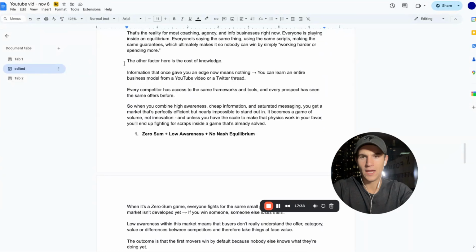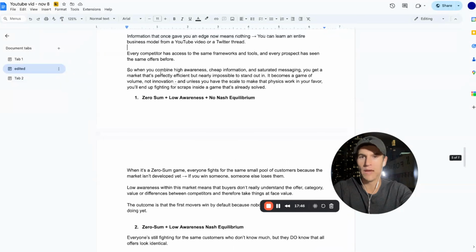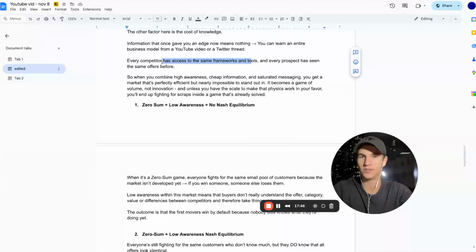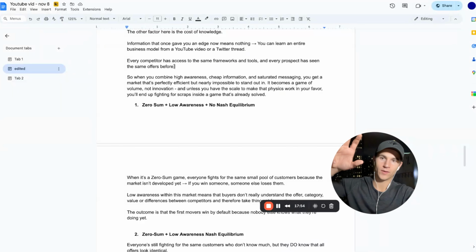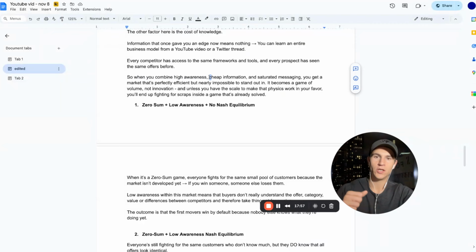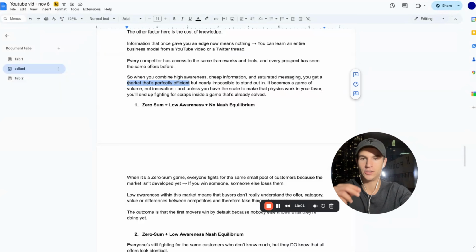Cool. And the other factor here is the cost of knowledge. Information that once gave you an edge means nothing. You can learn an entire business model from YouTube. Every competitor has access to the same frameworks and tools, and every prospect has seen the same offers before. Awareness is extremely high. So when you combine high awareness, cheap information, and saturated messaging, you get a market that's perfectly efficient, but nearly impossible to stand out in.